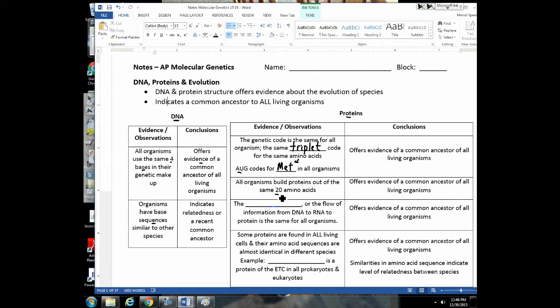Now, I just described to you a little bit about protein synthesis and the fact that DNA gets converted into mRNA, and the mRNA gets translated into an amino acid sequence. And you probably remember that from the biochemistry unit or from pre-AP when we talked about protein synthesis. This flow of information from DNA to RNA to a protein has a term. It's called the central dogma.